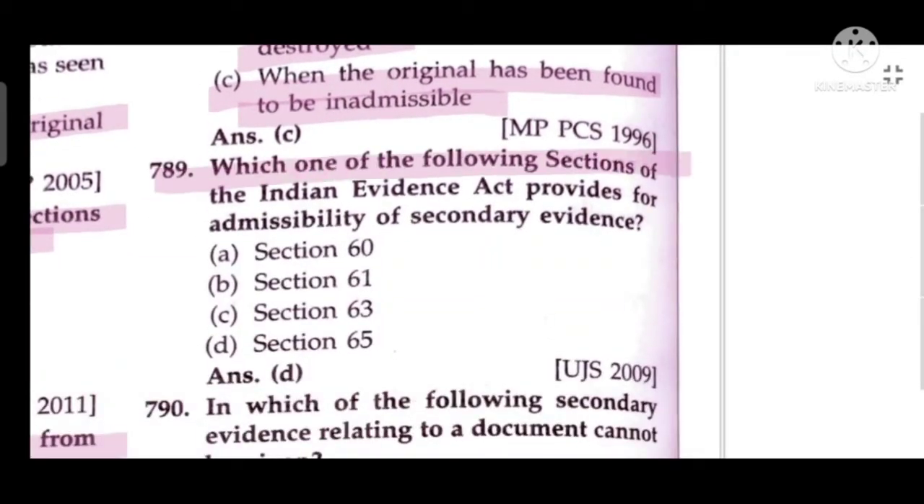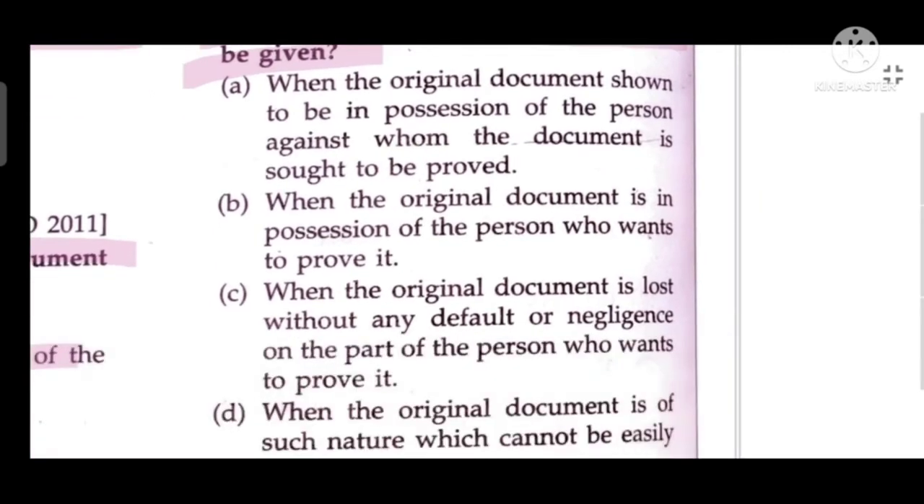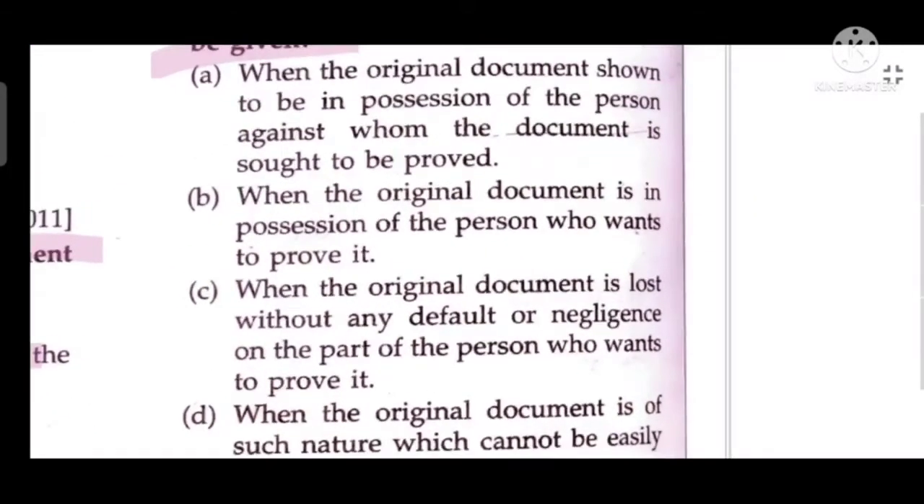Which one of the following sections of the Indian Evidence Act provides for admissibility of secondary evidence? Section 65. In which one of the following can secondary evidence relating to a document not be given when the original document is in the possession of the person who wants to prove it?